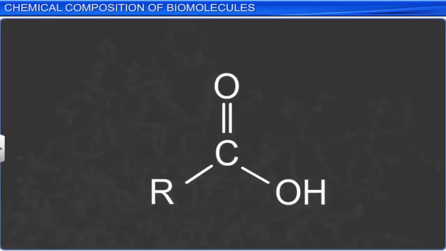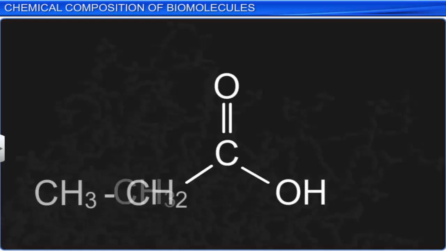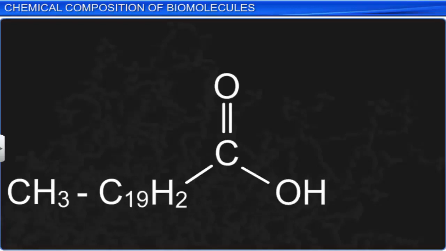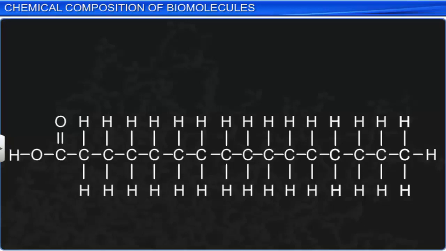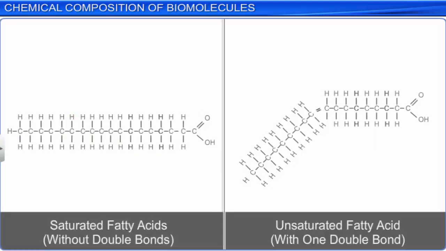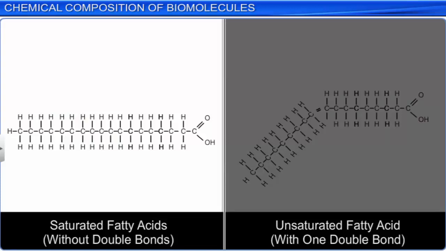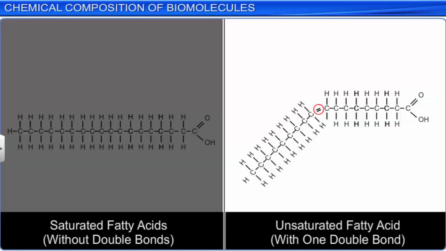Fatty acids that form lipids have a carboxyl group attached to an R group. The R group could be a methyl, ethyl, or a higher number of CH2 group with 1 carbon to 19 carbons. For example, palmitic acid has 16 carbons, including a carboxyl carbon. Fatty acids can be saturated, or without a double bond. They can be unsaturated, or with one or more C=C double bond.